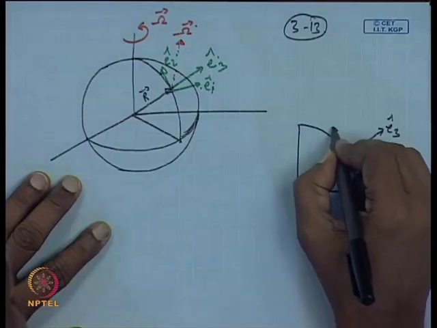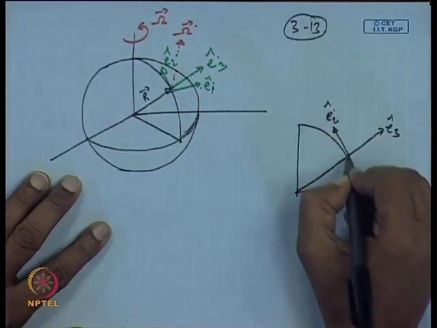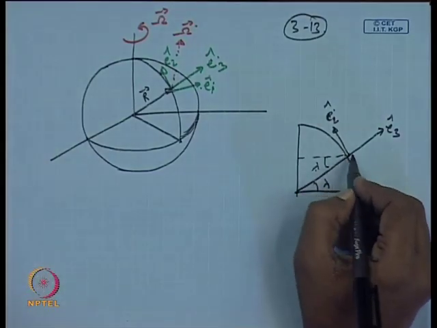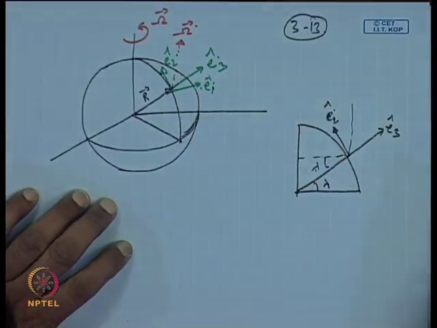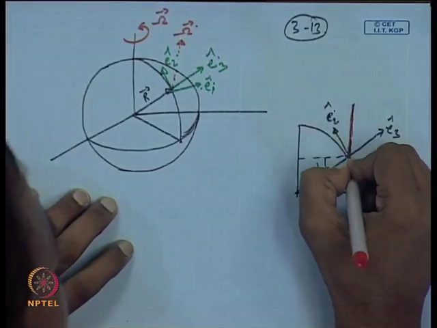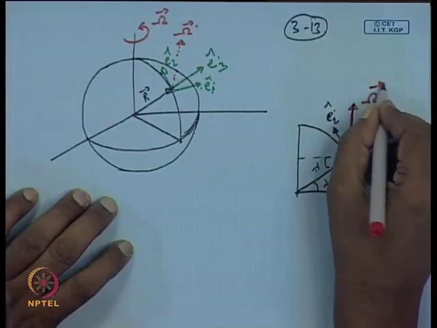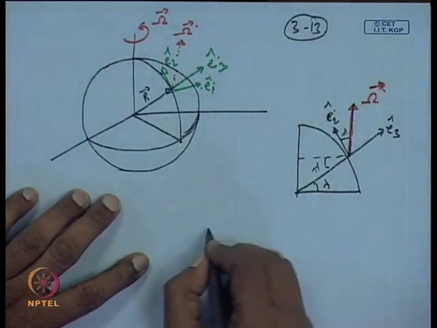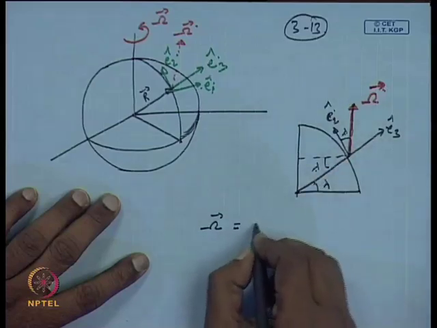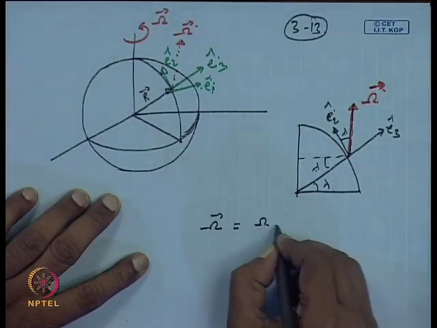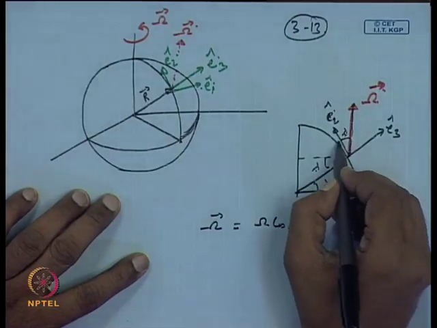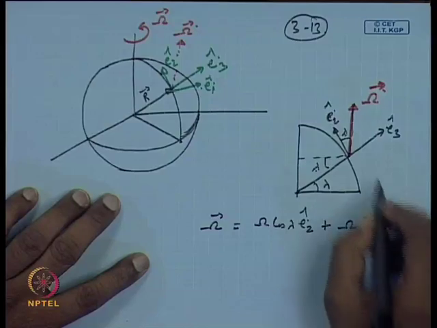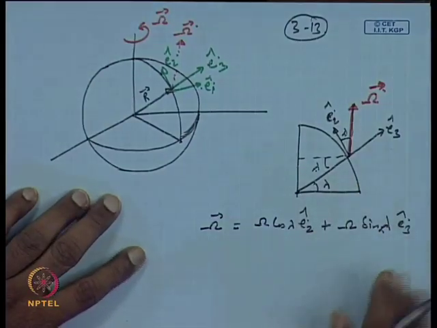Now, I will take this quadrant only and show this picture separately. E3 cap, E2 cap, this is your lambda. So, this angle will be lambda. So, the capital omega vector, you can write in the body reference frame as capital omega cos lambda times E2, taking the component along this direction, plus sin lambda, the component along this direction, multiplied by E3.